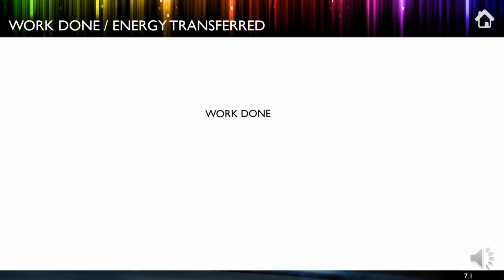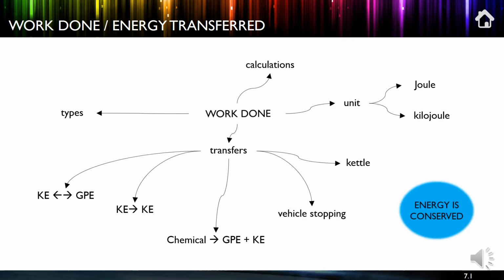So we're going to be looking at types of energy. This is work done or energy transferred. We're going to be looking at some calculations, the unit used. Although energy or work has many different forms, we use the joule or the kilojoule to measure them all. And we're going to be looking at some particular types of transfer which the board wants you to know about.